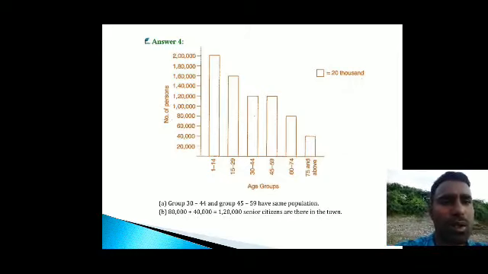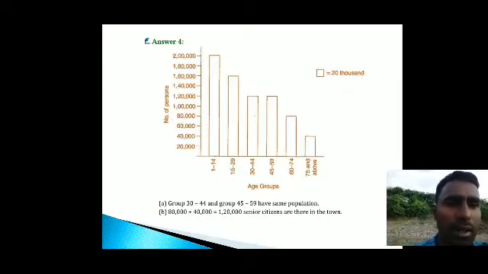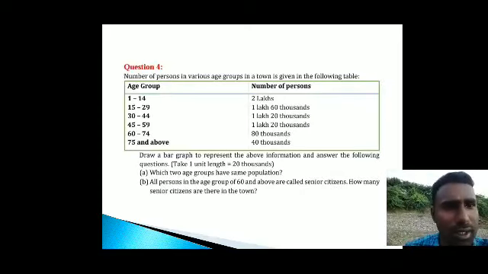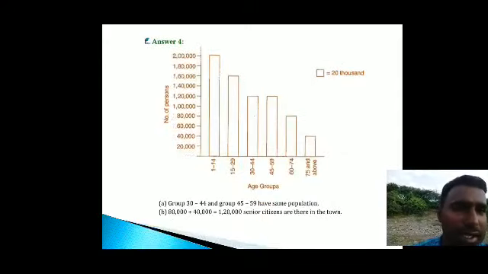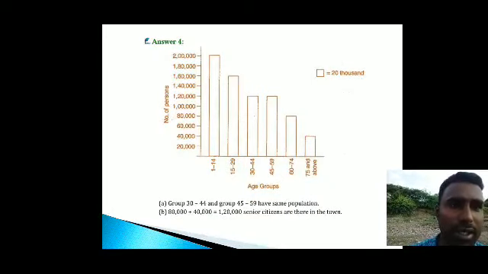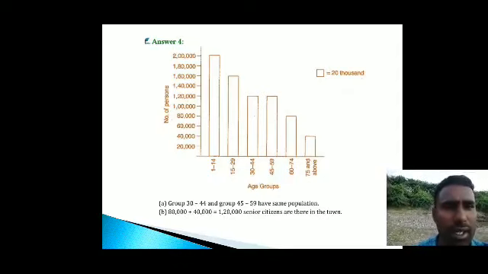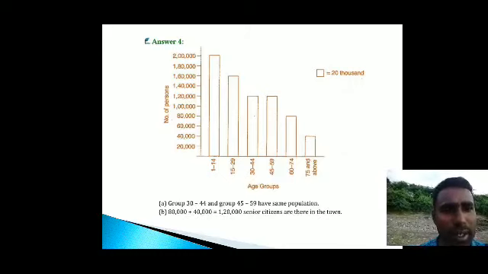Next question is, all persons in the age group of 60 and above are considered senior citizens. So how many senior citizens will be there? That means 60 and above. If you look at 60 and above, it is the last two values they given. See here, last two. So 60 to 74, 80,000 plus 75 and above 40,000. So 80,000 plus 40,000, we consider 1 lakh 20,000 senior citizens are there in the town.